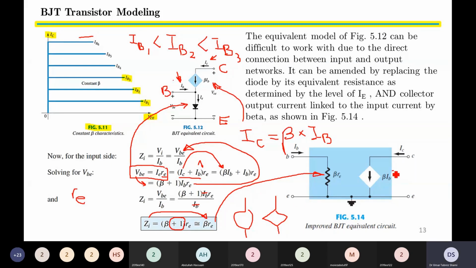And why is the current source equal to beta IB? It is due to the reason that collector current is a function of the base current, and the collector current is equal to beta times IB. So figure 5.14 is the complete BJT transistor model. And what is the benefit of the transistor model? Since we have developed a mathematical model, we can find the various values of voltages and currents using this mathematical model. So this was the BJT transistor model.